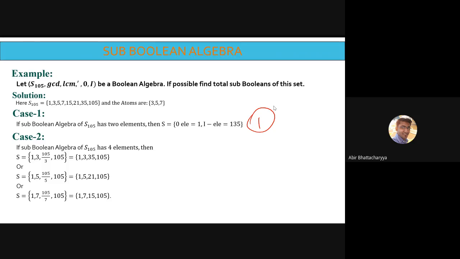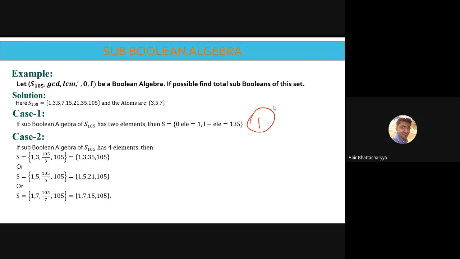Next, another possibility: 1, 5, 105 by 5, and 105. That means 1, 5, 21, 105. So 5 and 21 are complements of each other. Next one: 1, 7, 15, 105.